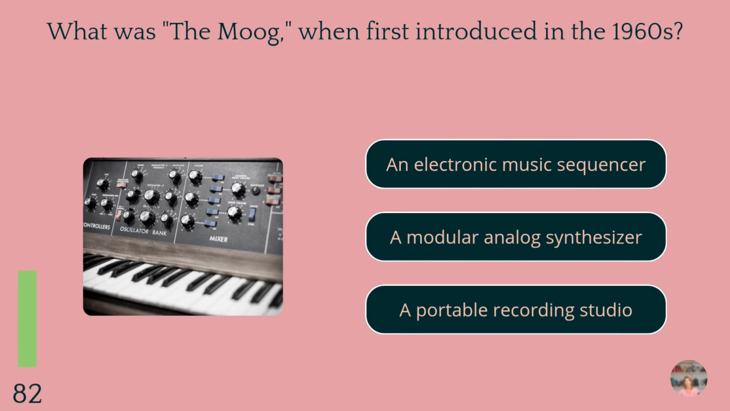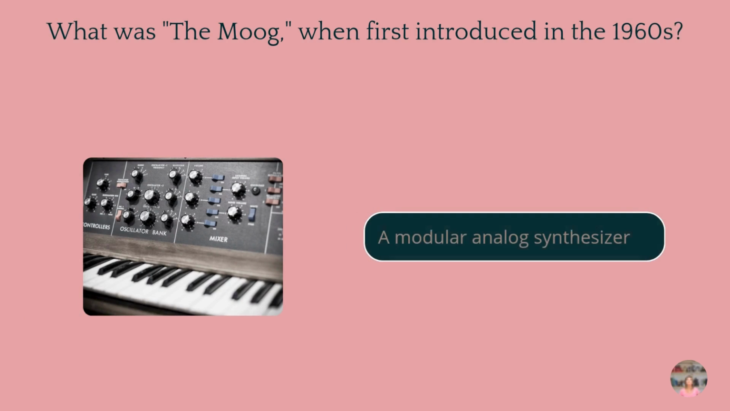What was the Moog when first introduced in the 1960s? An electronic music sequencer, a modular analog synthesizer, or a portable recording studio? A modular analog synthesizer.